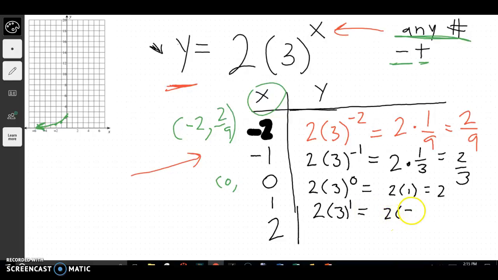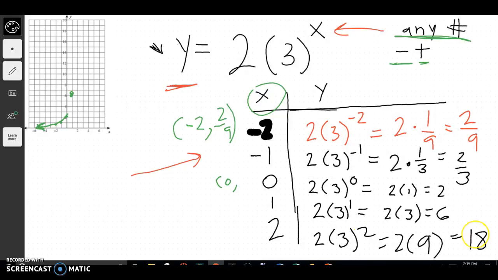That'd be 2 times 3 to the first, which is 3, so that's all the way up at 6. So 1, 6, and then the last one, 2 times 3 to the 2nd, which is 2 times 9, which is 18, which would be all the way up here. So now we get to see the shape of the graph, which looks something like this. It makes kind of like this L curve that way, which is interesting.